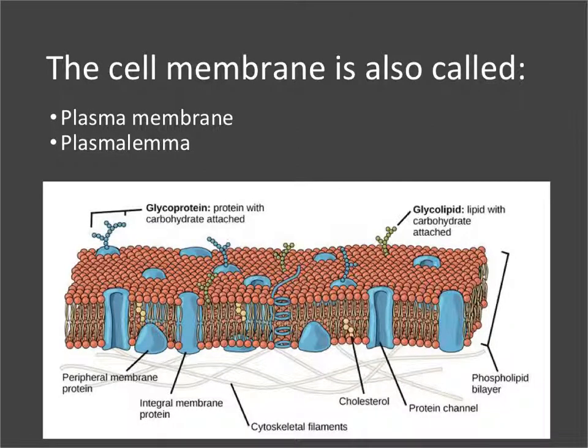So first of all, the cell membrane actually goes by a couple of different names. You may also hear it referred to as the plasma membrane or the plasma lemma. Now, the plasma membrane also refers to membranes that surround other membrane-bound organelles. So for example, the membrane that surrounds the mitochondria and the membrane that surrounds the endoplasmic reticulum, those are also plasma membranes. But the cell membrane is just more specifically the plasma membrane that is surrounding the cell. And the plasma lemma is just another term that also refers to that kind of plasma membrane.